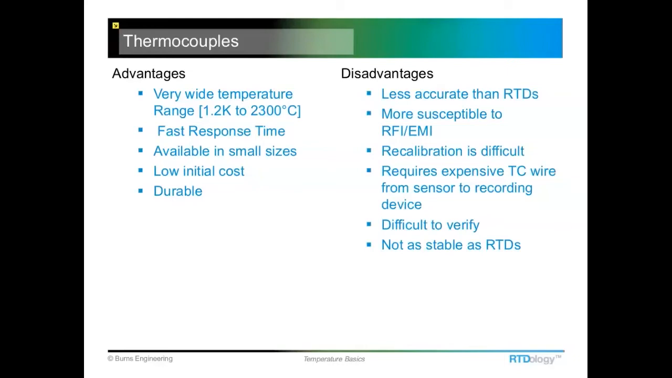The biggest disadvantage with thermocouples is that they do drift over time, and it can be fairly significant depending on the temperature range that they're used at. Usually the higher the temperature is, the faster they're going to drift. And the other big disadvantage is with recalibration.